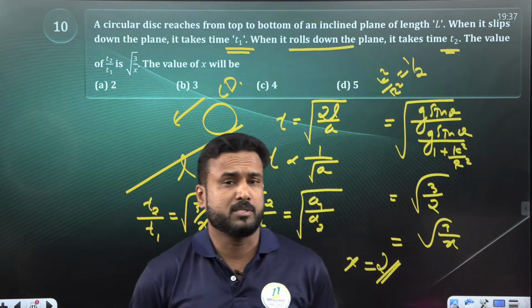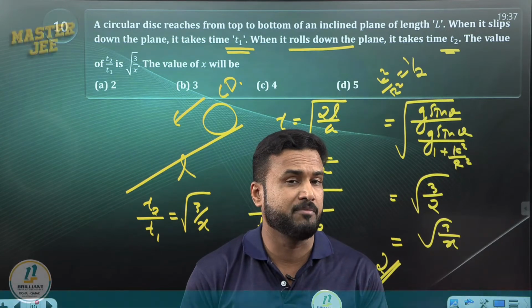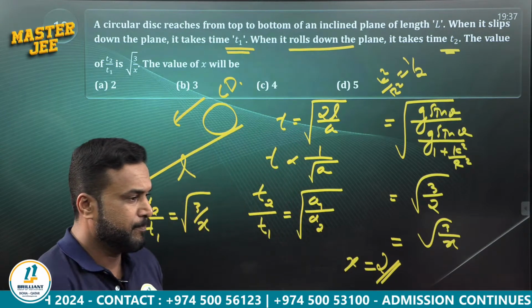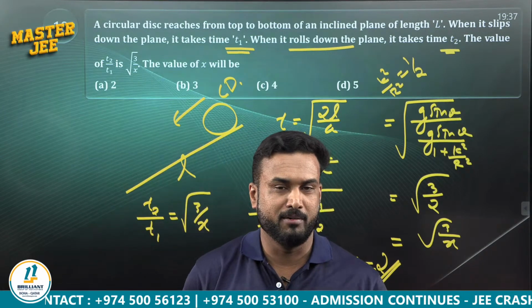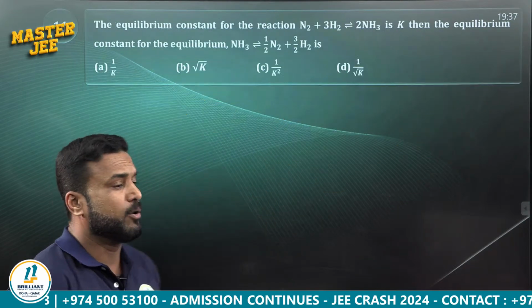So for level 1, we discussed so many questions from the equilibrium chapter. Level 1 has 10 questions, and those 10 practice questions we are going to solve. Let us start. Yes, good evening. We can start now. See question number 1.